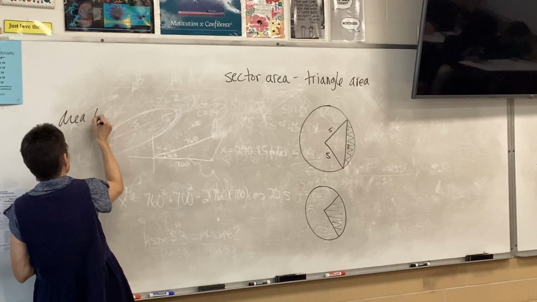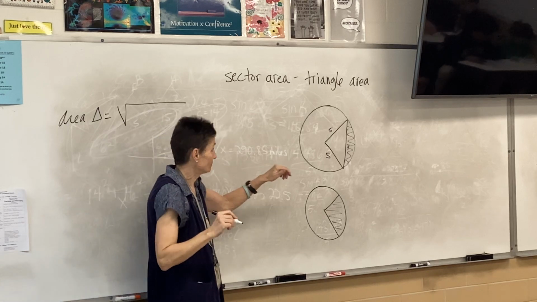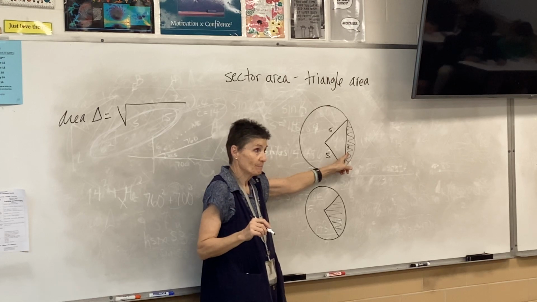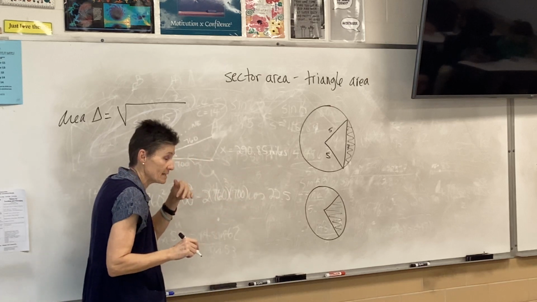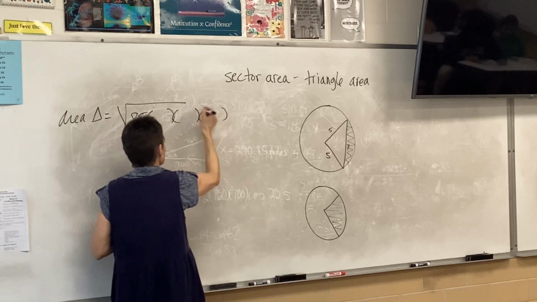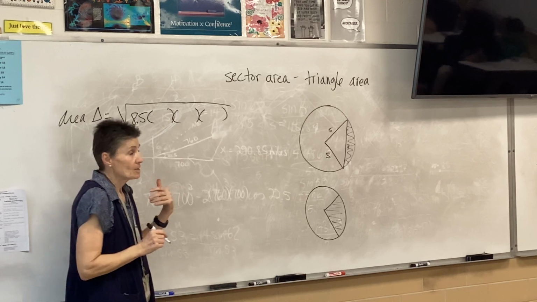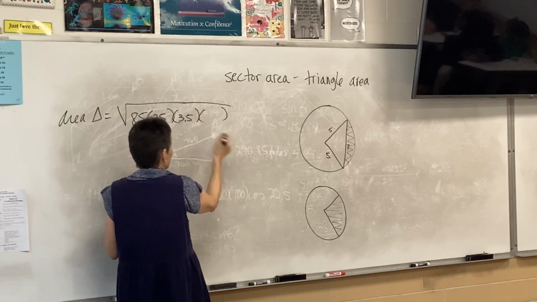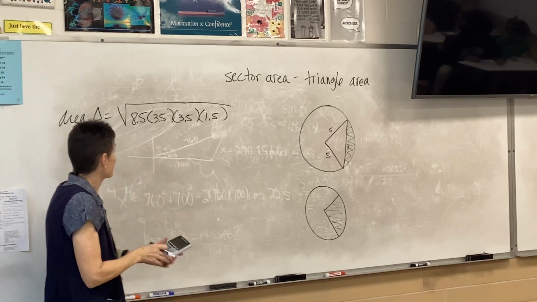So, the area of the triangle is a big radical. What goes under the radical? Well, I add up all the sides, that makes 17. Half of 17 is 8.5, so I start with 8.5. And then I take 8.5 minus each side. So 8.5 minus 5, 8.5 minus the other 5, and 8.5 minus 7. So I just multiply those all together.